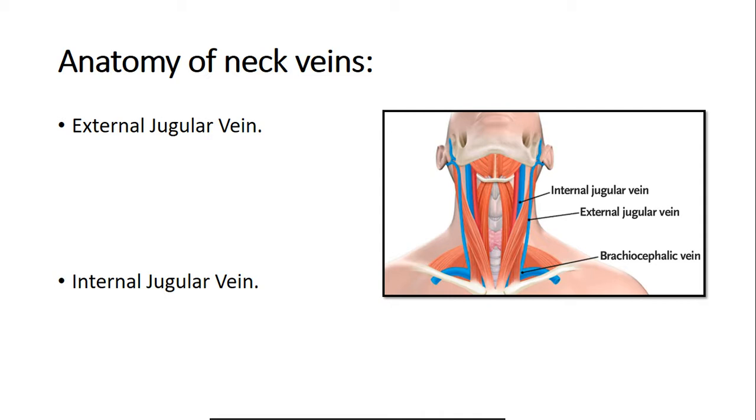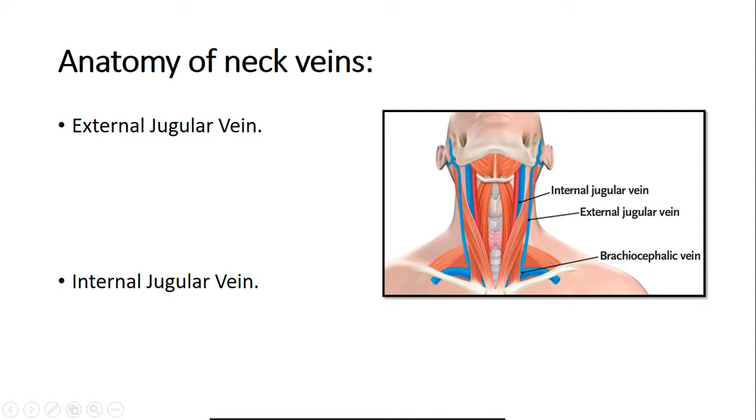When I say external, it is because it is superficial to the sternocleidomastoid muscle, which is this. This is the external jugular vein. The internal jugular vein lies below the sternocleidomastoid muscle. This is the internal jugular vein. So it is internal to the sternocleidomastoid muscle, while the external jugular vein is external to it.